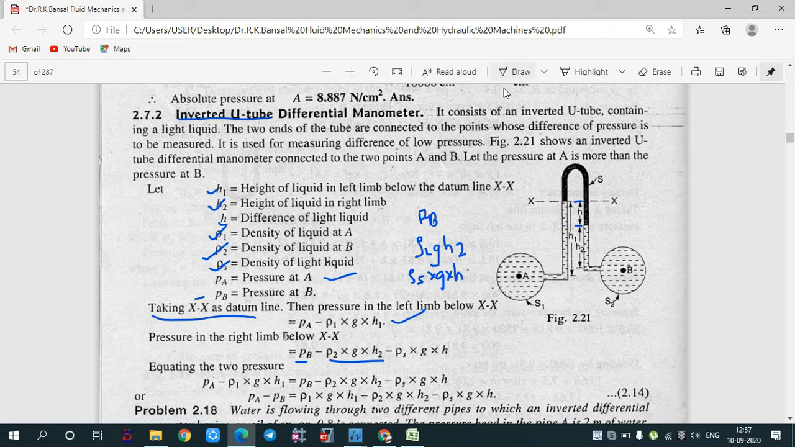Okay, this will be negative, as well as this will also be negative because they are going upward. So this will be minus rho2 G H2, and this will be sigma s G H. So this is the pressure in the left limb, this is the pressure in the right limb.